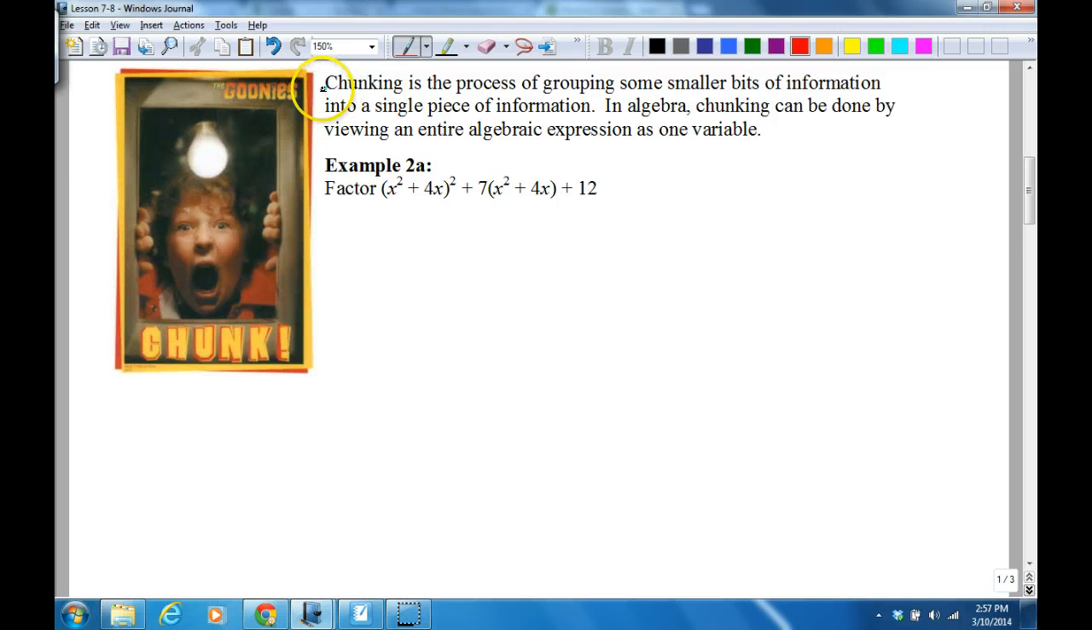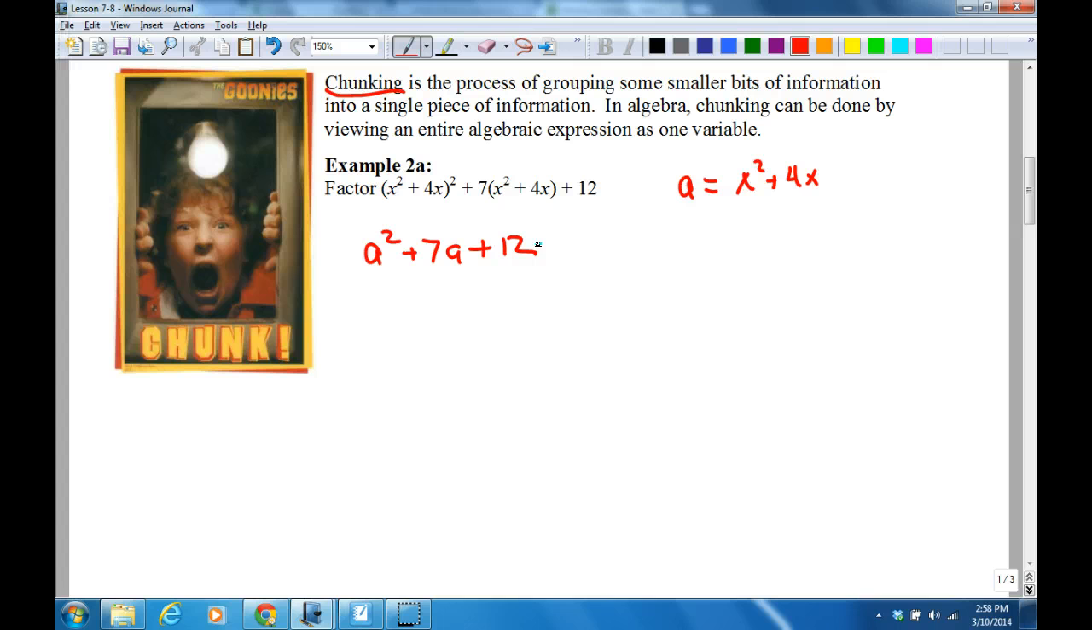Okay, so now we're getting into chunking. Chunking basically means I can replace this with a simpler way of factoring. So notice that this is (x squared plus 4x) to the second power plus 7 times (x squared plus 4x) plus 12. If I make x squared plus 4x an a, I can replace those with an a. So I'd have a squared plus 7a plus 12. Now, doesn't that look a lot easier to factor?